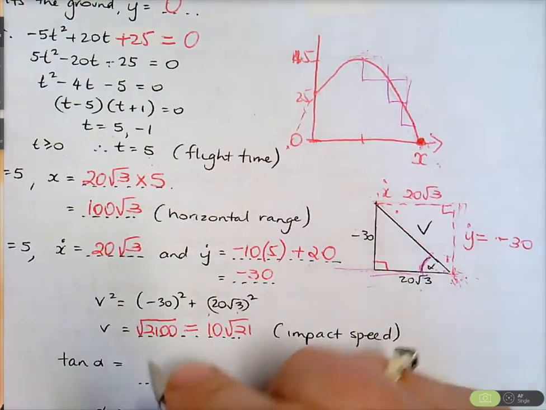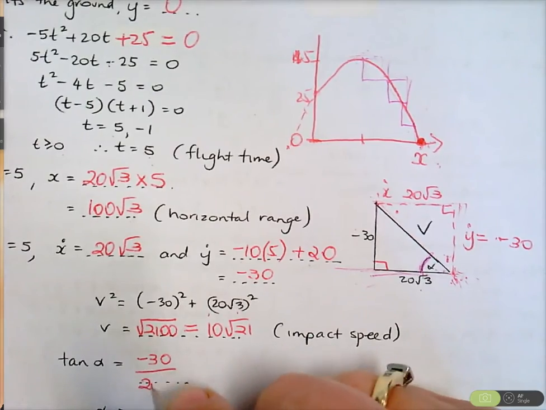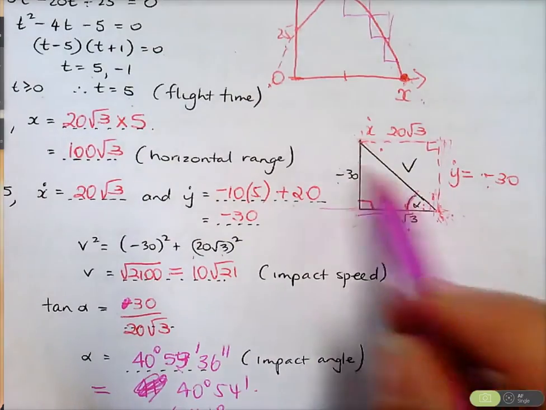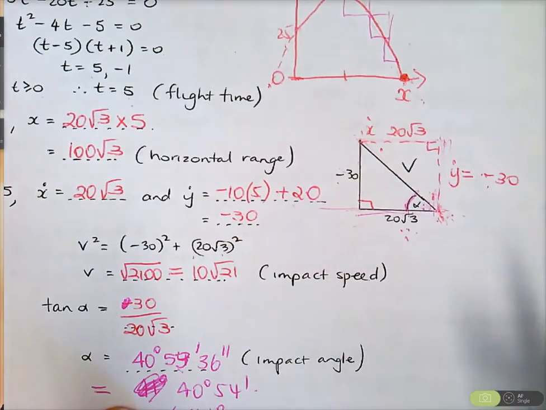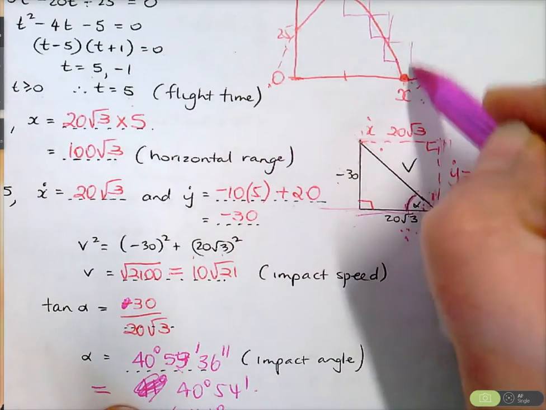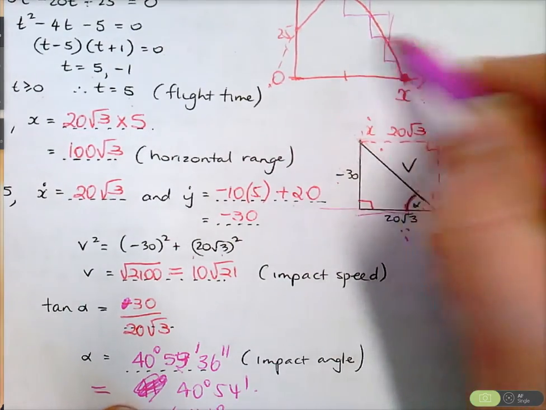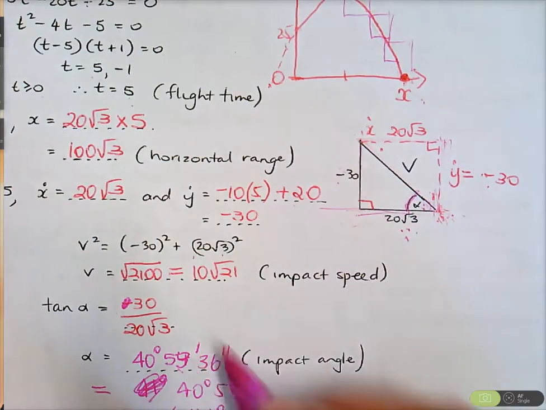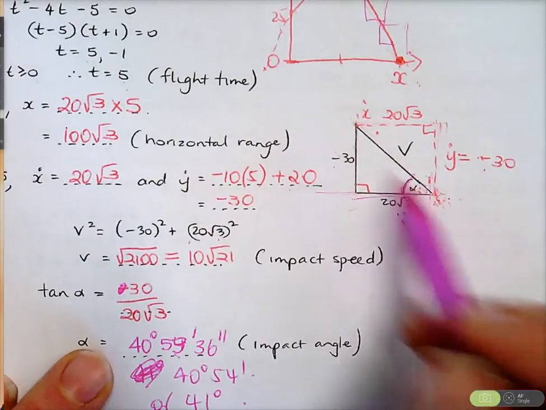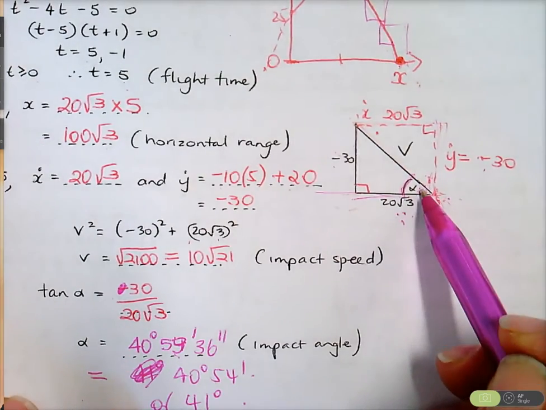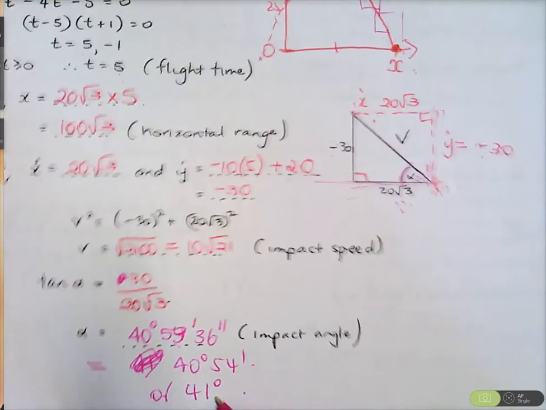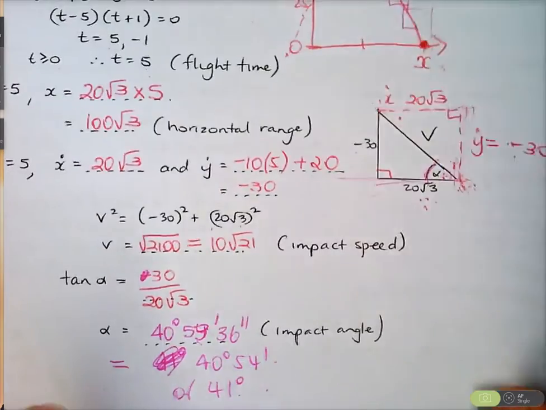And tan of alpha, girls, is negative 30 over 20 root 3. The reason you've got negative, you'll be doing quadrant 4, okay, and that's why you're going to get negative. But just to purely work out the angle, I wouldn't put the negative in, all right? I'll just go tan alpha is 30 on that. The size of that actual angle can't be a negative answer. It's got to be positive, which is 41 degrees, okay?